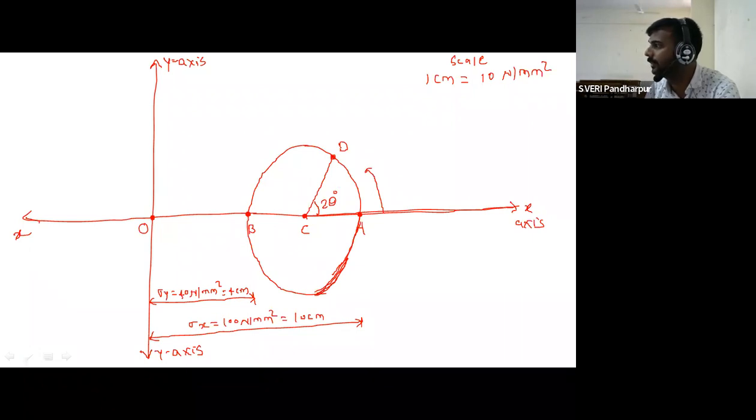Represent point D as 2 theta in the anti-clockwise direction, and from point D draw one vertical dotted line in the downward direction.